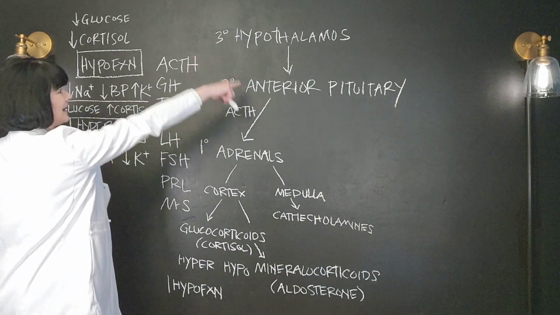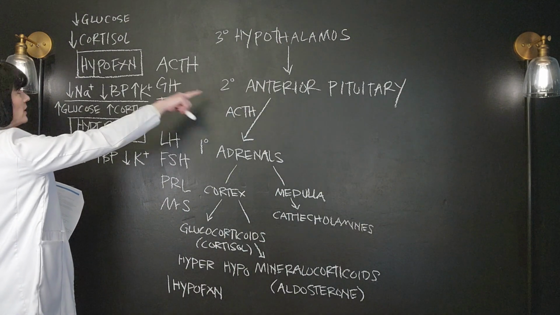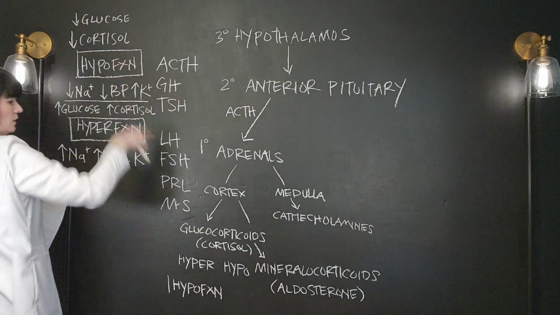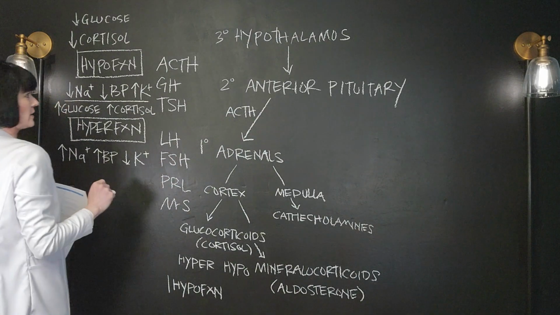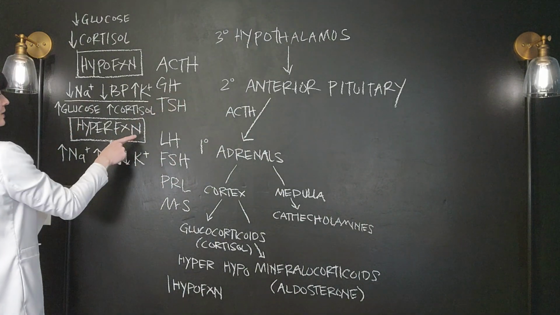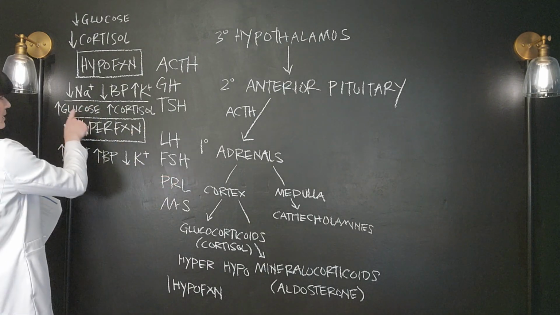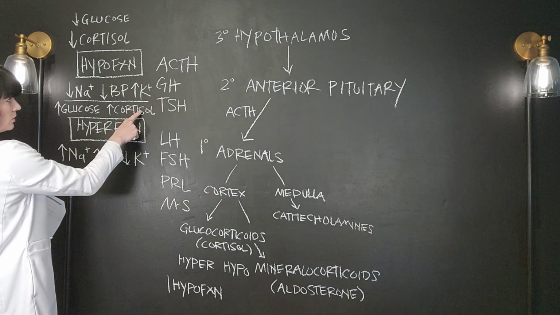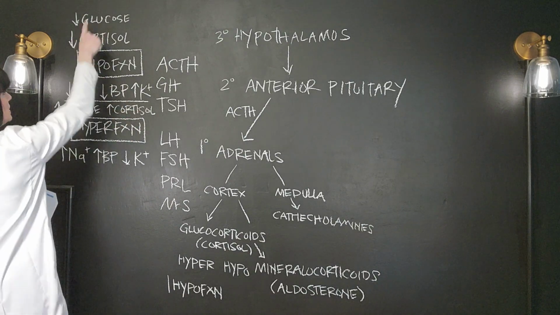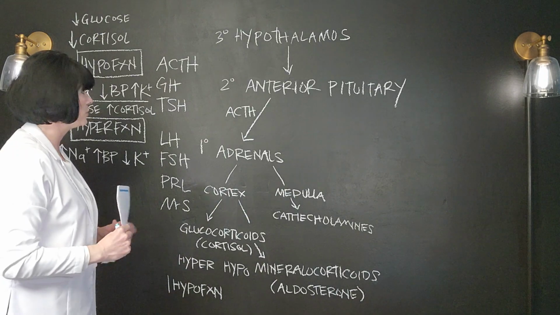So as you are looking at your pituitary isms, when you are looking at hypopituitarism, you're going to look at hypofunction of that adrenal cortex. When you're looking at hyperpituitarism, you're going to look at that hyperfunction of that adrenal cortex in both the cortisol and glucocorticoids here, as well as our mineralocorticoids here. All right, so far so good.